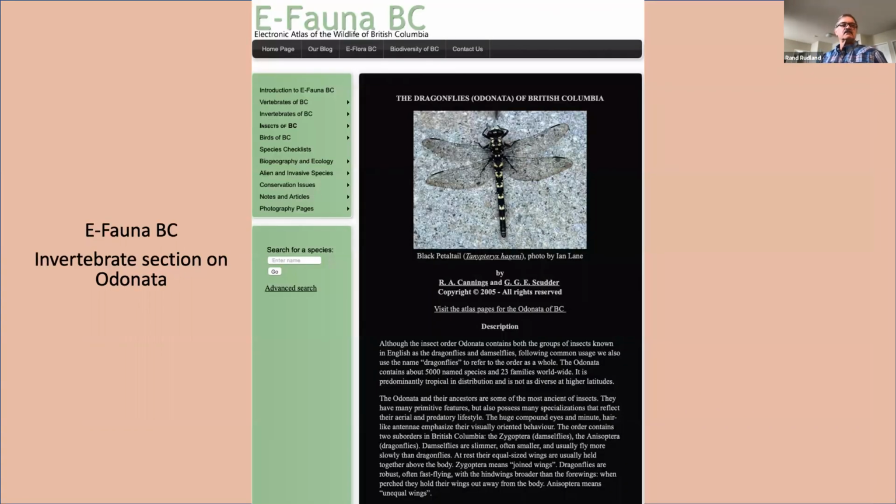The other one is eFauna BC. Rob Cannings was heavily involved in this, and the site really has a lot of data on dragonflies and butterflies and virtually every other insect and living life form in the province. So eFauna is a good one to go to as well.